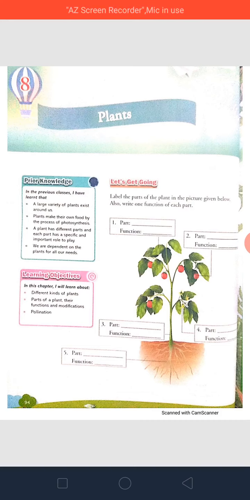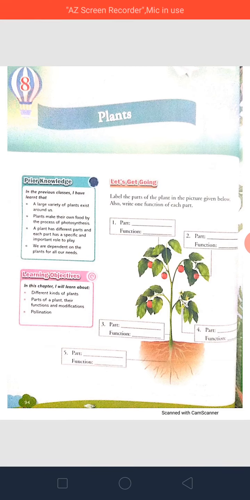Yes, beta, look at this diagram. In this diagram, beta, you have to write down the parts of the plant which you have already studied in the 5th class, in 6th class, in 7th class. You can easily write down the parts. First part, number 1, you can see here.